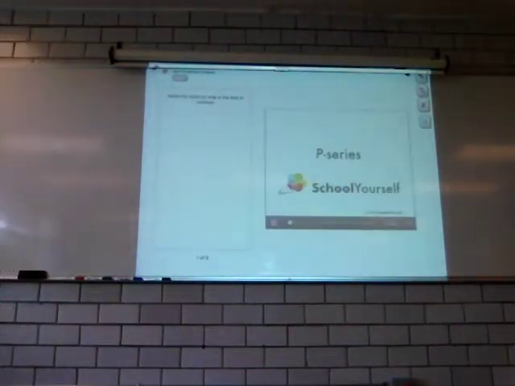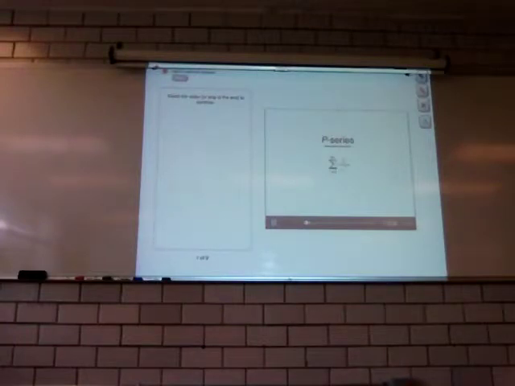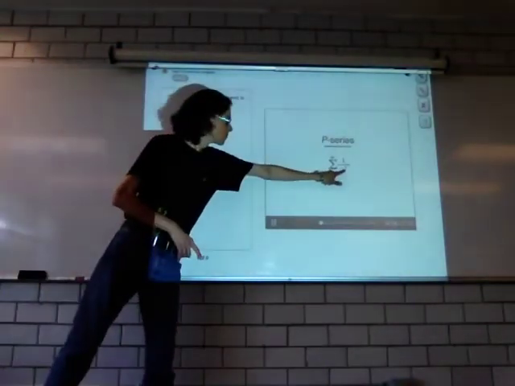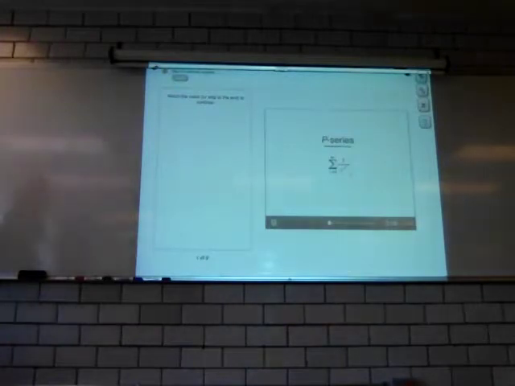In this tutorial, we'll talk about what are called P series and whether they converge or diverge. A P series is a sum that looks like this. It's the sum as n goes from 1 to infinity of 1 over n to the p power. As you change this exponent p, sometimes the series will converge, and other times it will diverge.